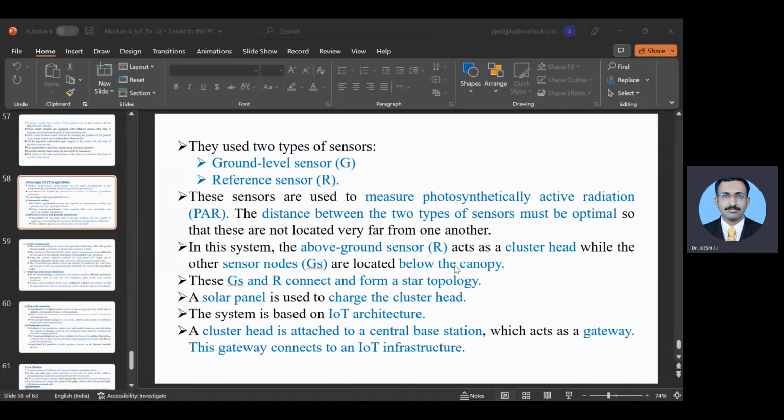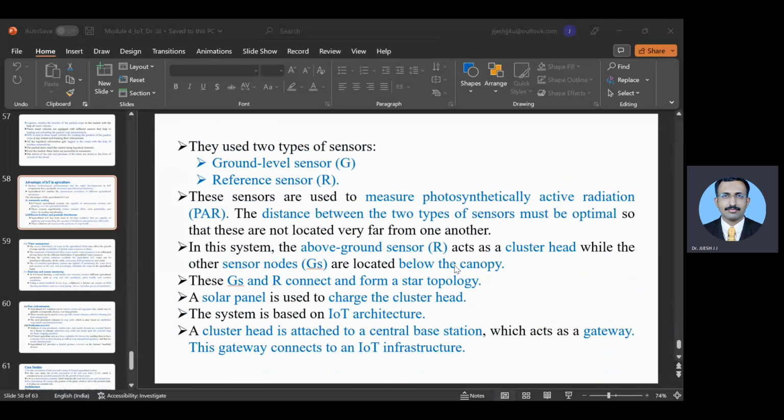So it gives a clear indication of what the farmer will get down the line, and it measures the photosynthetically active radiation pattern and distance. The GS and R are connected and form a star topology. You have studied different topologies in the first module: ring topology, star topology, mesh topology, and so on. Here we are going with the star topology.